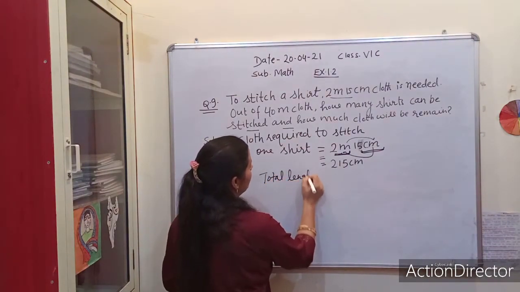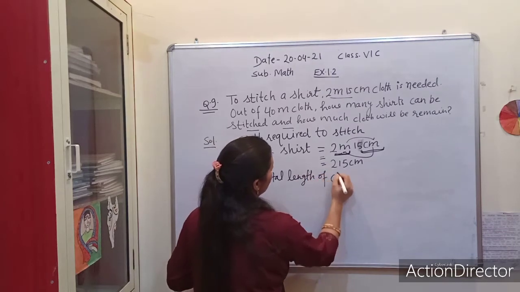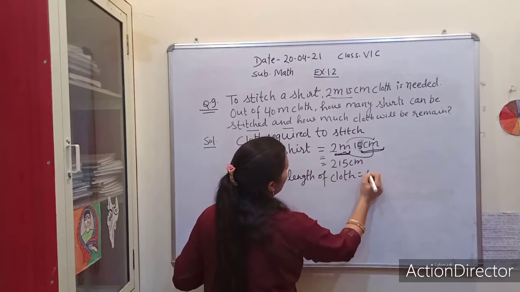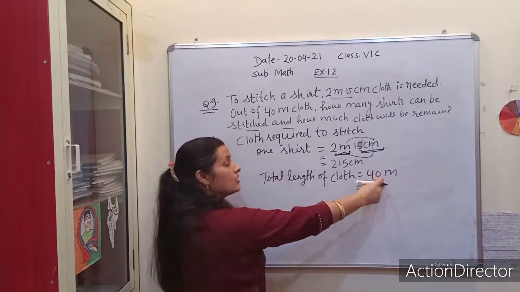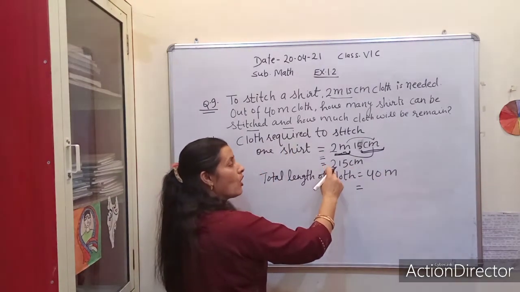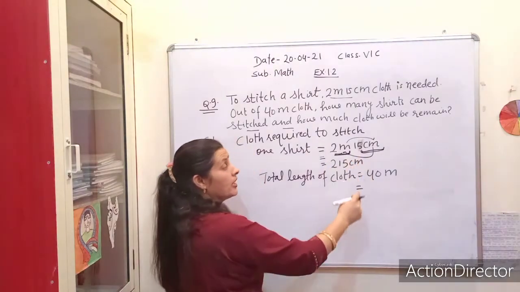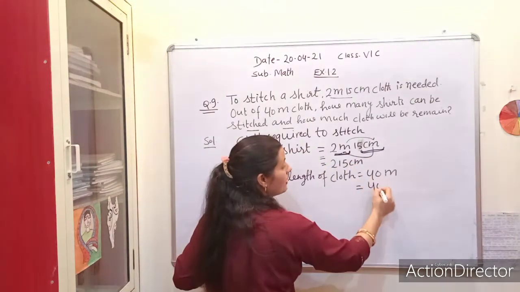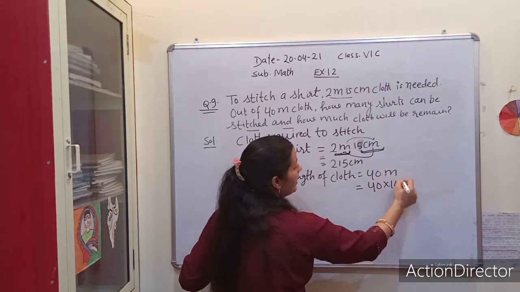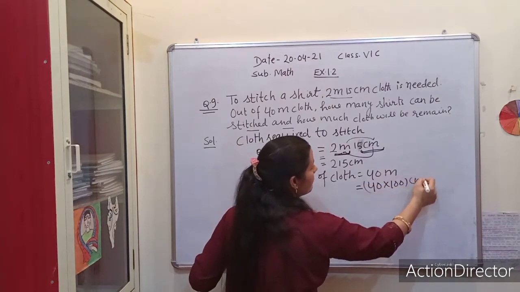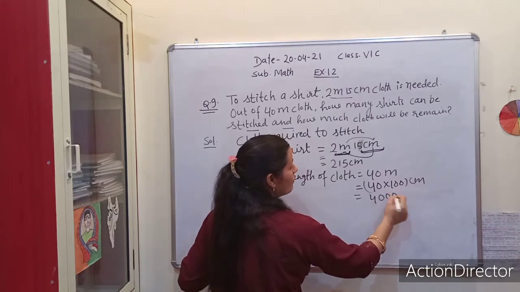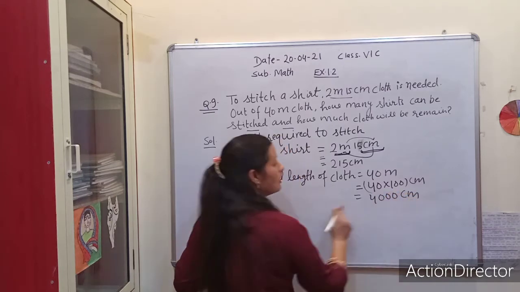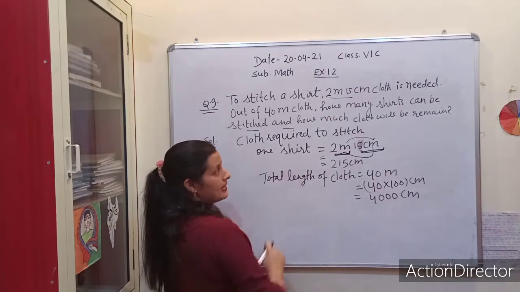Now, the total length of cloth which is given equals 40 meter. Now again convert this unit into centimeter, because we have already converted the other into centimeter. So 40 meter will become 40 into 100. Okay. Now it is converted into centimeter. Now 4, followed by how many zeros? 3 zeros. 40 meter equals 4000 centimeter.